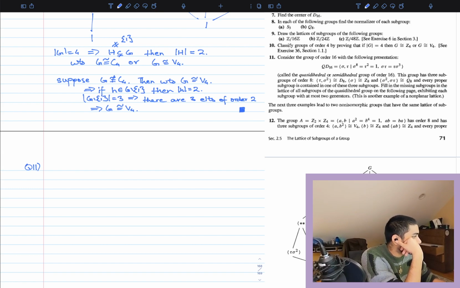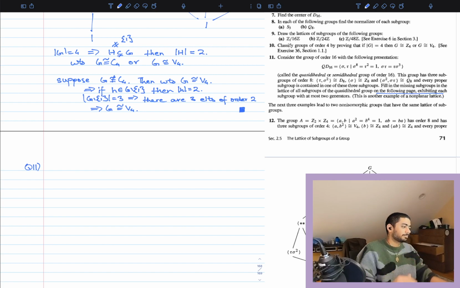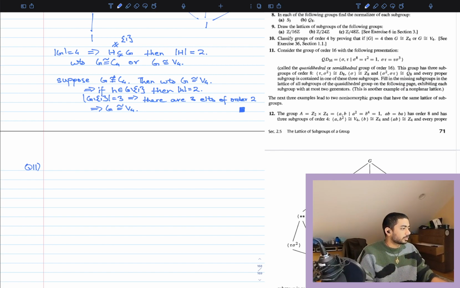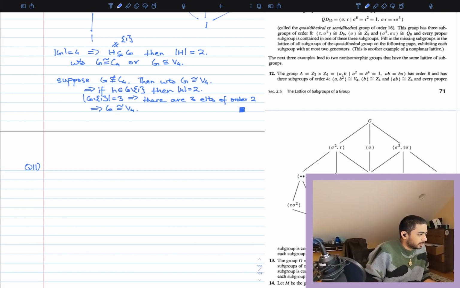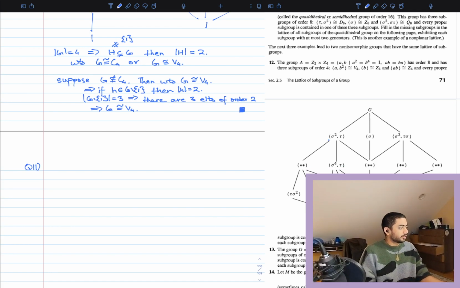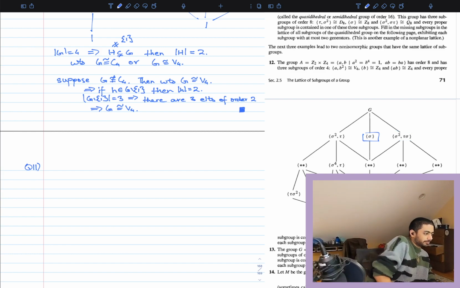Fill in the missing subgroups in the lattice of all subgroups of the quasi-dihedral group on the following page. I see. So we just need to fill in these blanks. That shouldn't be too hard. I'll just do it here on this page only. So it says, okay, look, here's 3 8-element subgroups. Now we just need to find the missing pieces living inside.